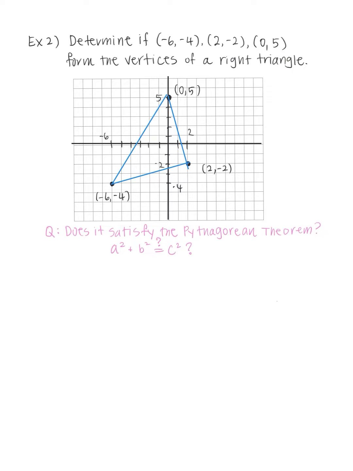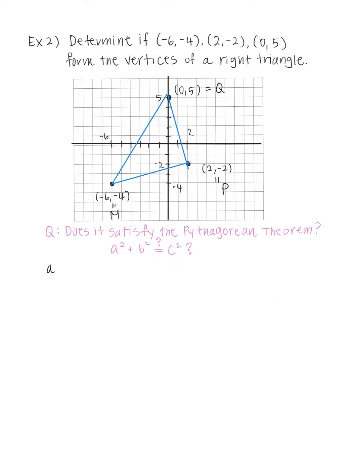Okay, so just for notation purposes, let me label these points. Let me call negative 6 comma negative 4 point M. And then let me call 2 comma negative 2 point P. And then the last one, 0 comma 5, let's call that point Q. Okay, so first let's compute the distance between M and P. Let's just call that a.